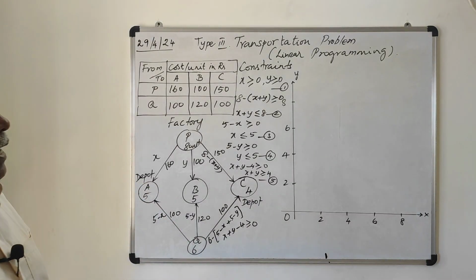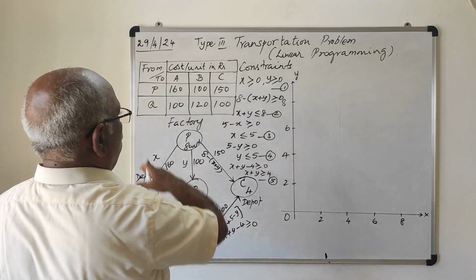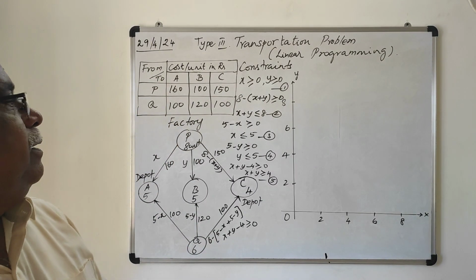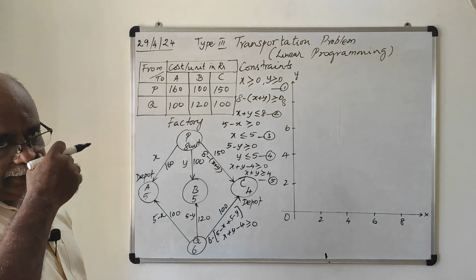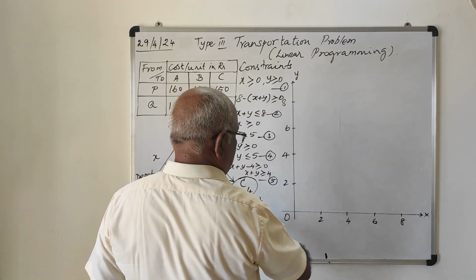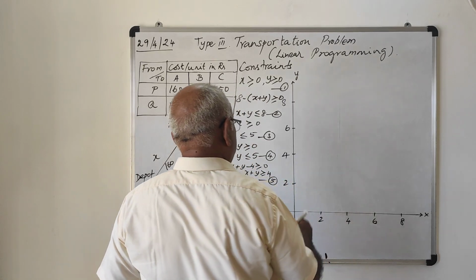So we have to find the minimum cost for transportation of the commodities from the factories P and Q. What is the minimum cost, and how many commodities should be transported from the depots A, B and C? First, x greater than or equal to 0 and y greater than or equal to 0 are the y axis and the x axis.